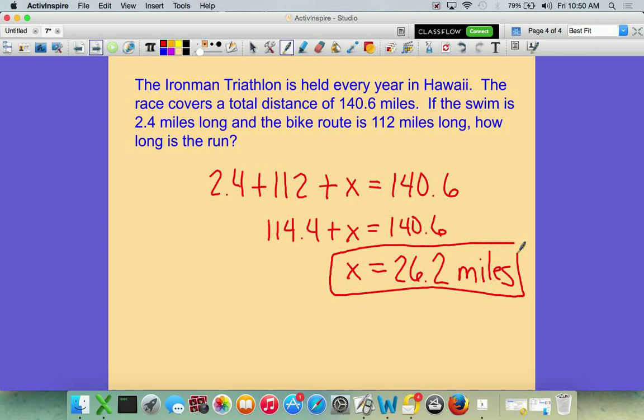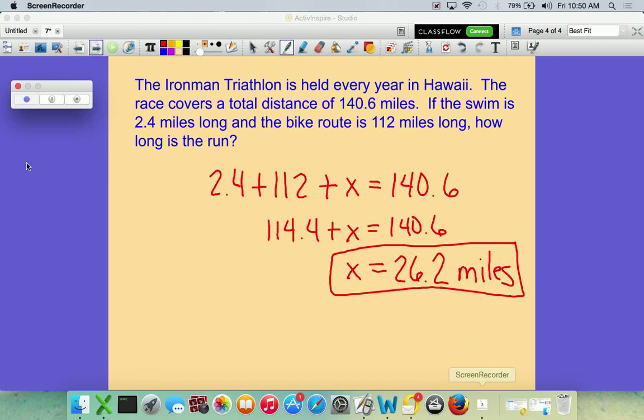So what they do here, and this is actually legitimate, I believe Mrs. Rowe's son does this every once in a while. They swim for almost 2.5 miles, then they bike for 112 miles, and then they run a marathon after that, because that is the actual total for a marathon, 26.2 miles. Any questions, please let me know.